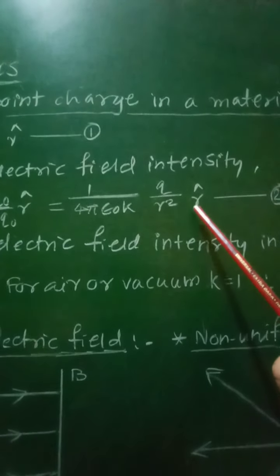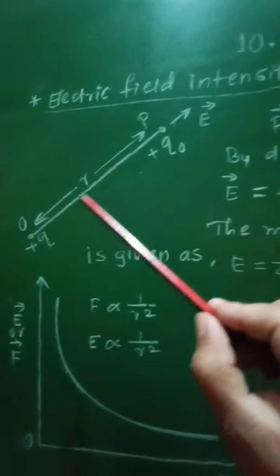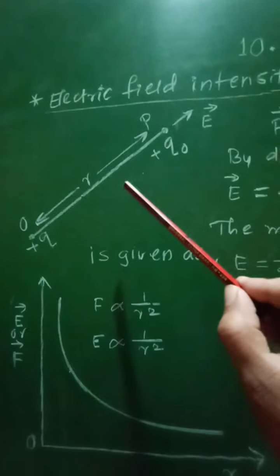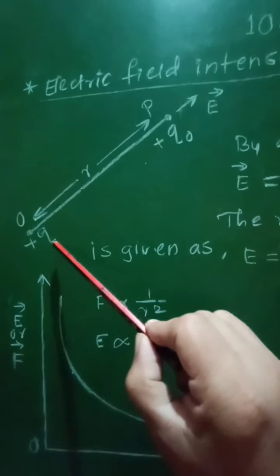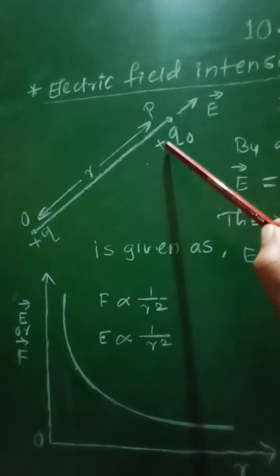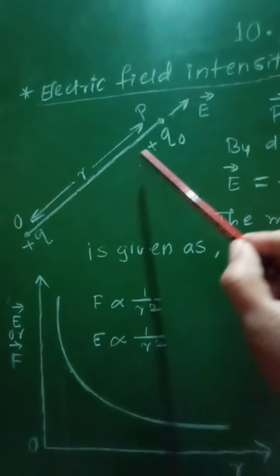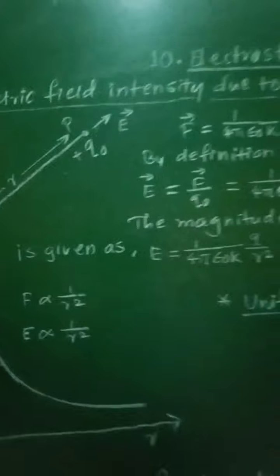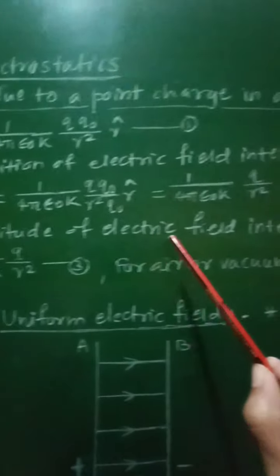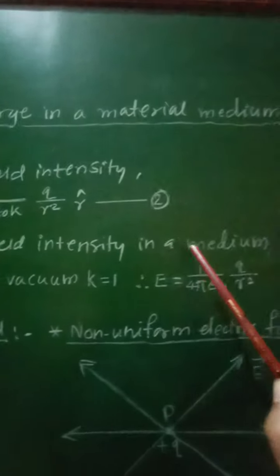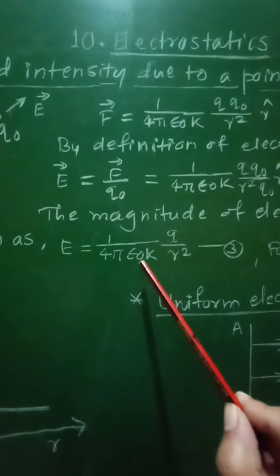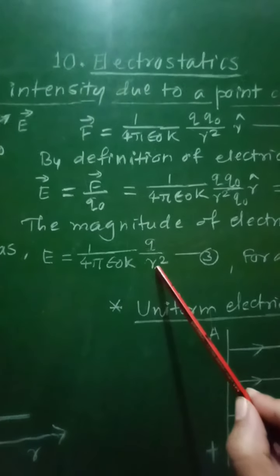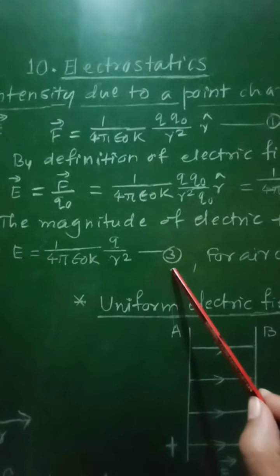Now this unit vector R cap will be directed along OP when this point charge Q is positive, and if that point charge Q is negative, then that unit vector R cap will be directed along PO. Now the magnitude of the electric field intensity in that medium will be given as magnitude of E equal to 1 upon 4 pi epsilon 0 K into Q by R square, equation number 3.